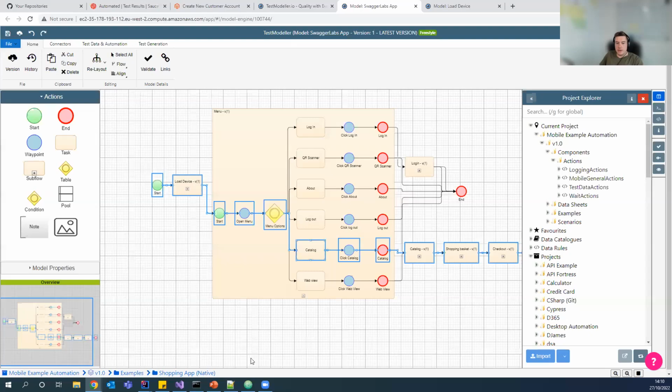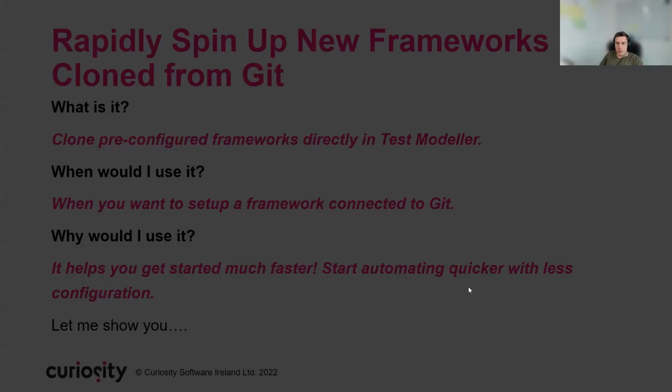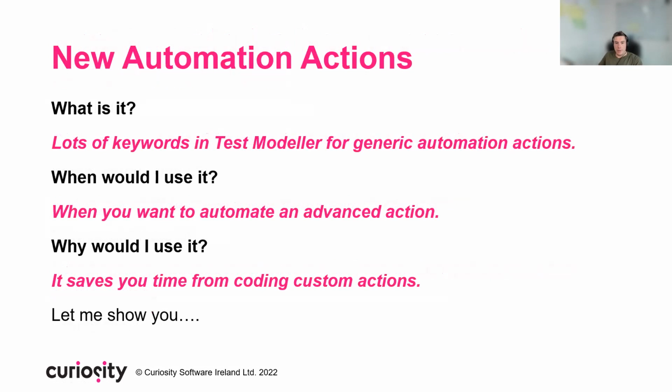Okay, so this is a way for us to pre-configure Test Modeler with Git, pull down a framework and have that framework set up within your source control repository and ready to go. So it should help you get started much faster and hopefully help people start automating much quicker with a lot less configuration. So for this one, I'm going to hand over to Lena, if that's okay.